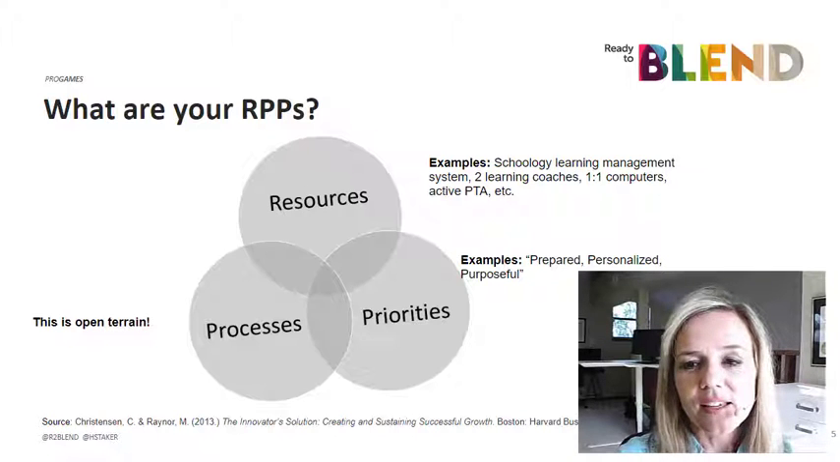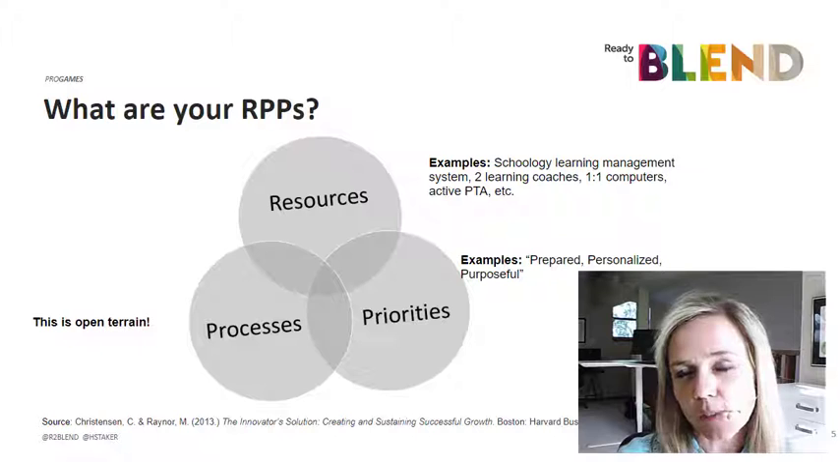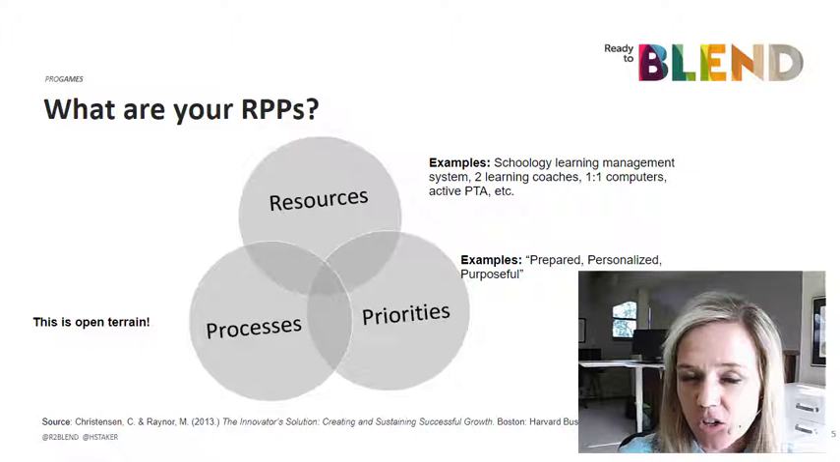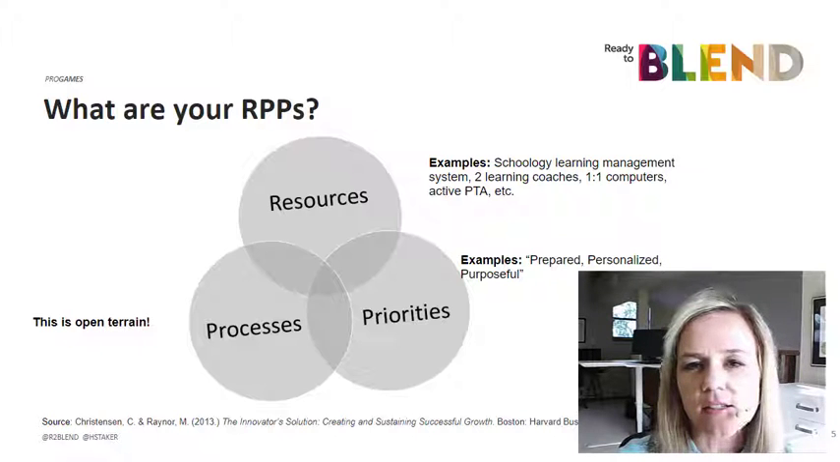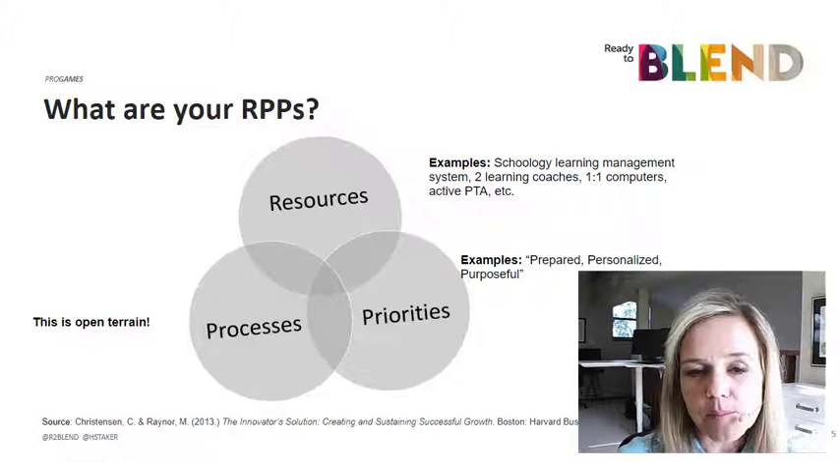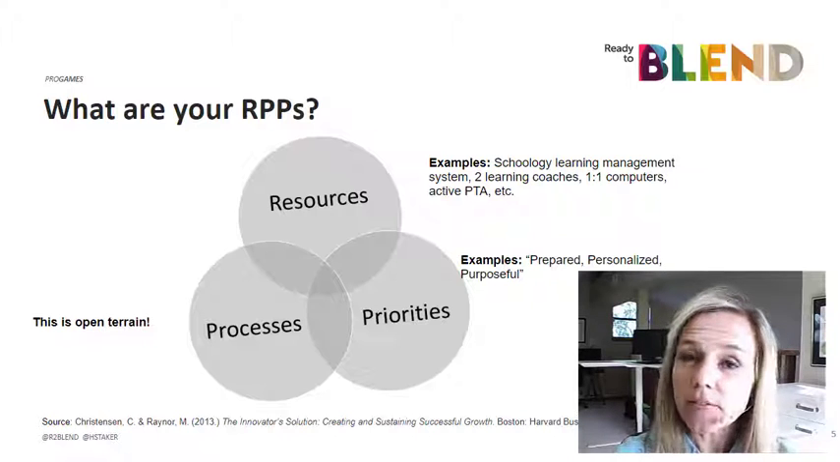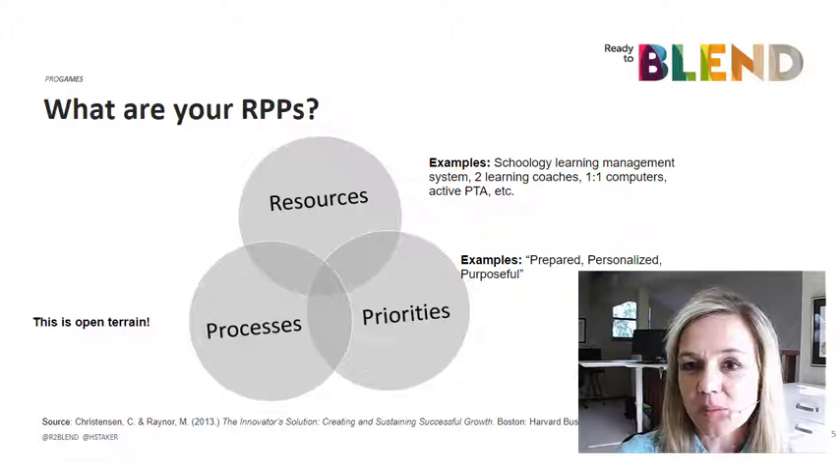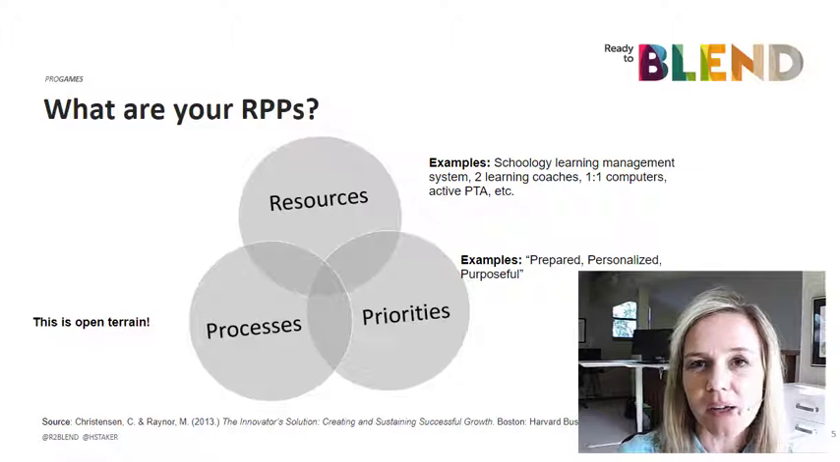Your processes are likely to be the most open-ended part of your RPP framework at this point. So for example, your resources might be somewhat determined already, somewhat locked in terms of what your facilities are, what your technology looks like. And perhaps outside forces like the school board or other leaders have already identified your priorities to some extent for you. They've already told you what success looks like, perhaps. But in most cases, school leaders and teachers have a lot of control over their processes. So that's going to be a place we really can affect in order to bring about cultural change.